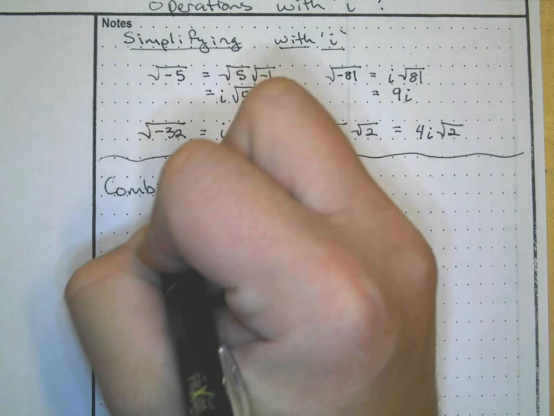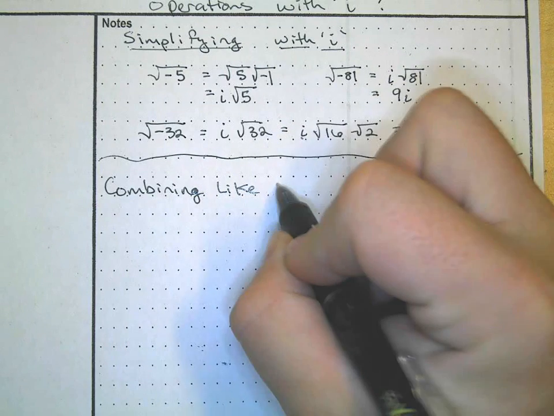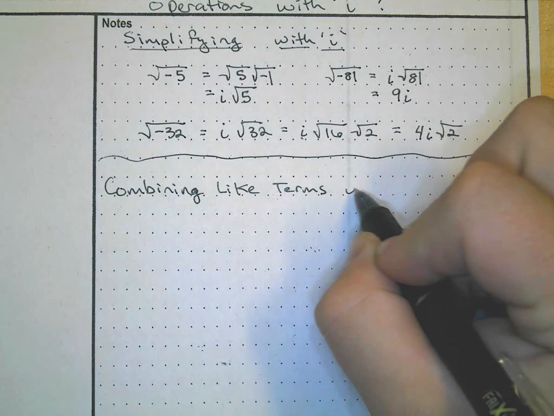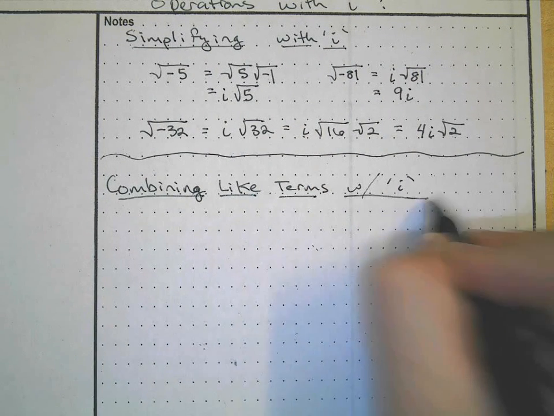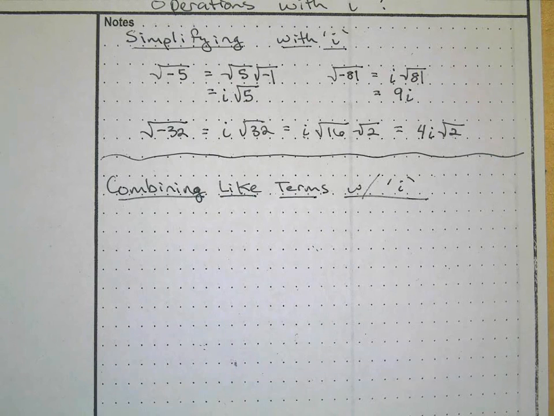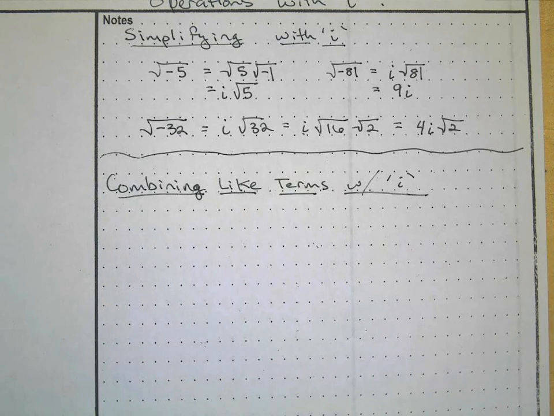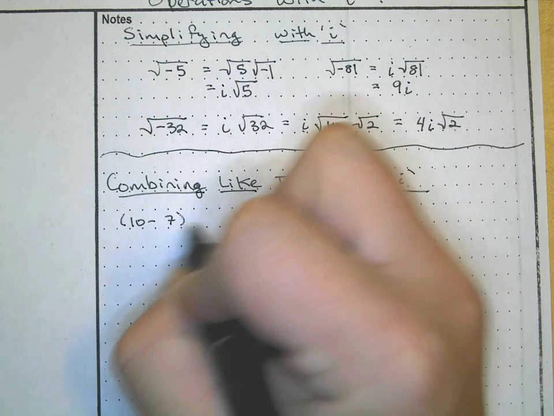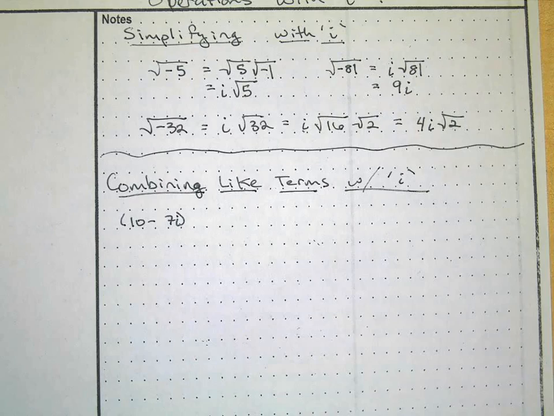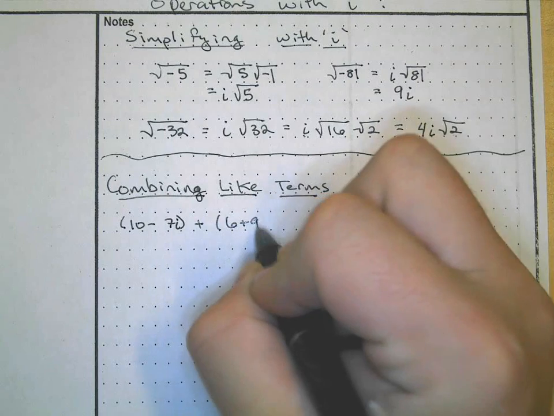Next, we can also do some combining of like terms with i. And we'll just treat constants like terms, and we'll treat anything that has that i attached to it as a like term. So say I have 10 minus 7i plus 6 plus 9i.